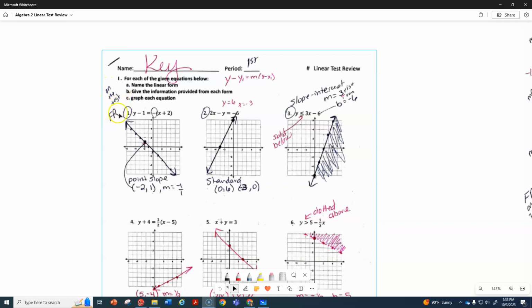And this FR means it's free response. That means this is not going to be a multiple choice question. It looks exactly like your review did. I'm going to give you the equation and you are going to have to graph it.